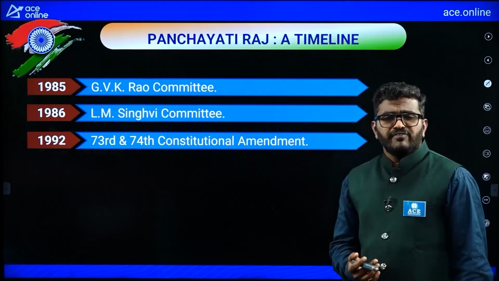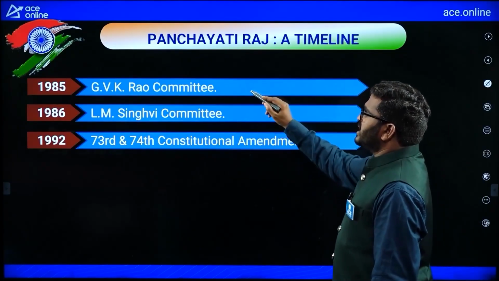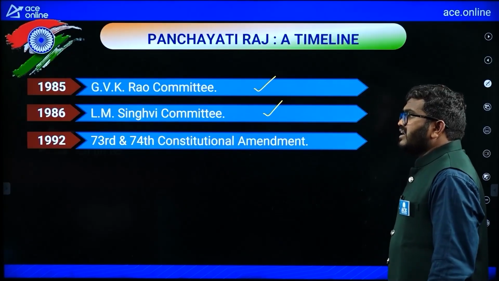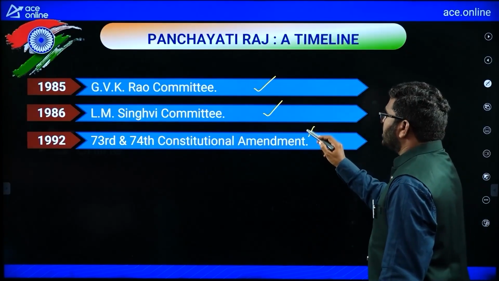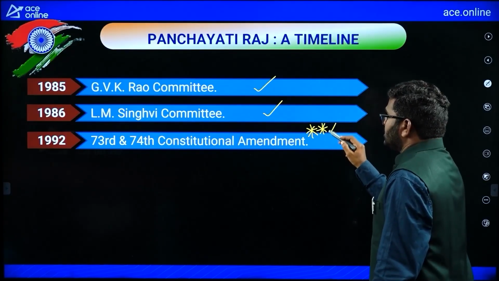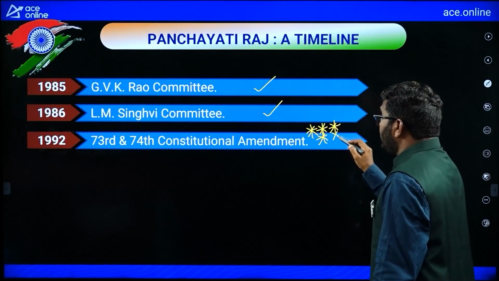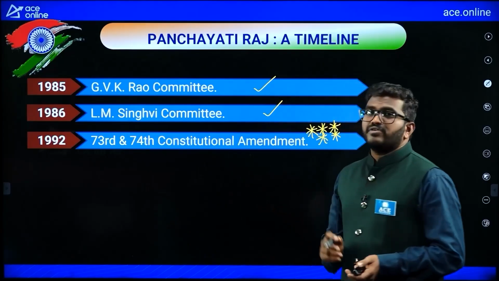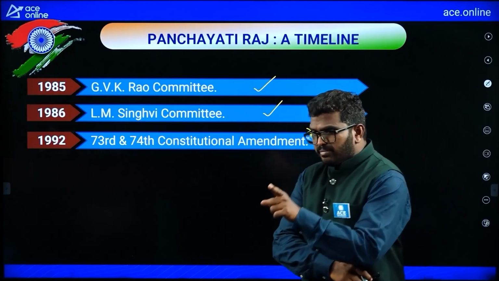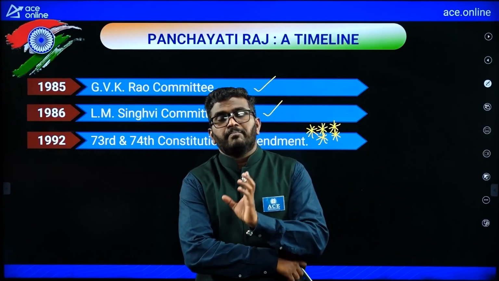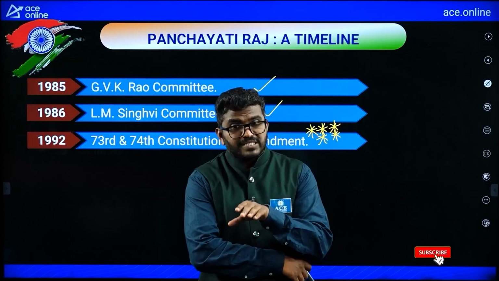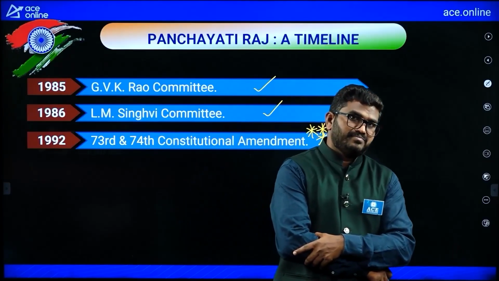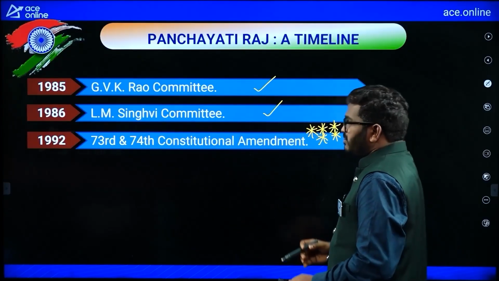Then after that there were so many modifications, like the 1985 G.V.K. Rao Committee, the 1986 L.M. Singhvi Committee, and finally in 1992 the 73rd and 74th Constitutional Amendment Act. So remember, the local government Panchayati Raj system was introduced in the Constitution of India in 1992 through the 73rd and 74th Constitutional Amendment Act. So this is the timeline of the Panchayati Raj system.